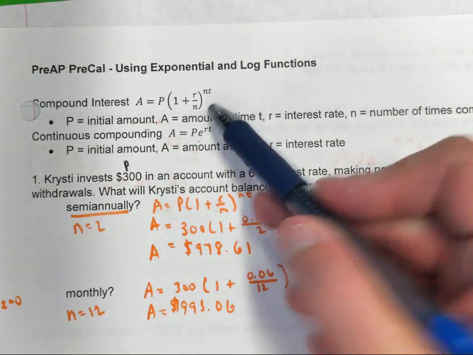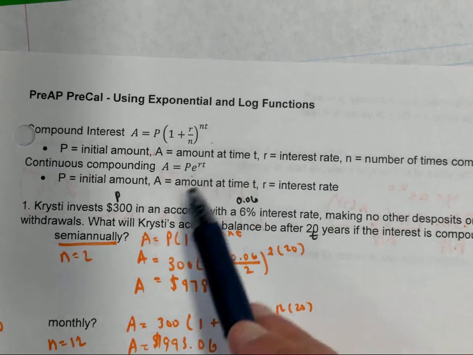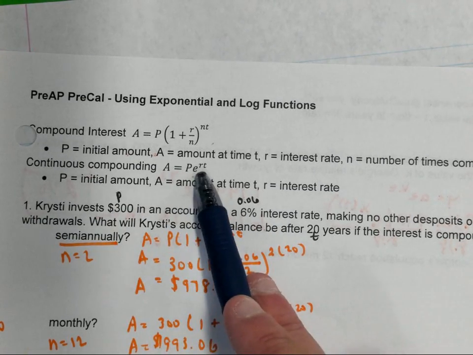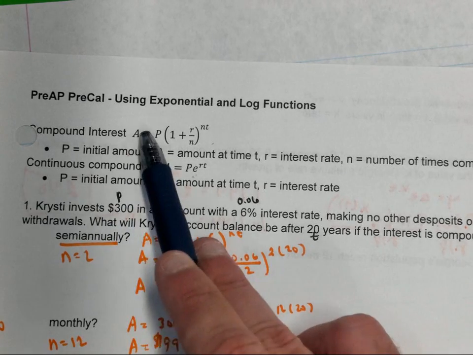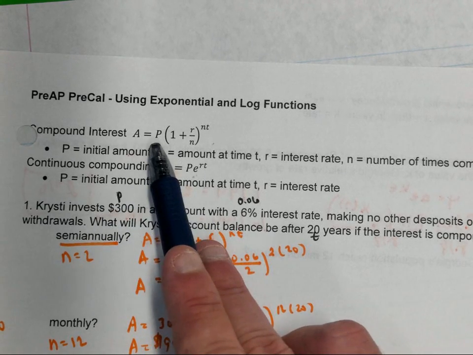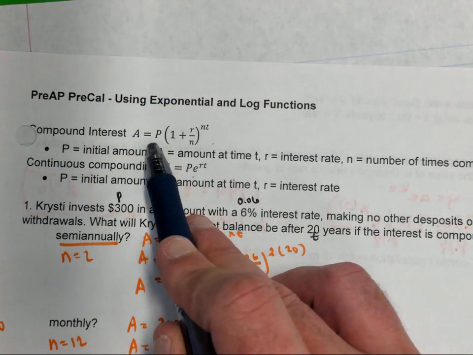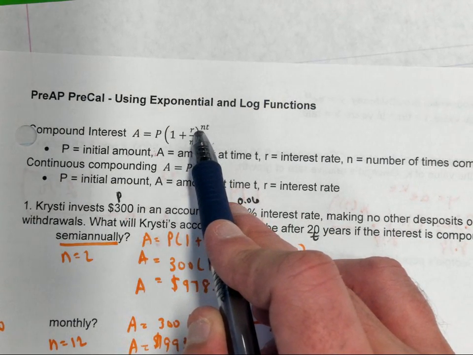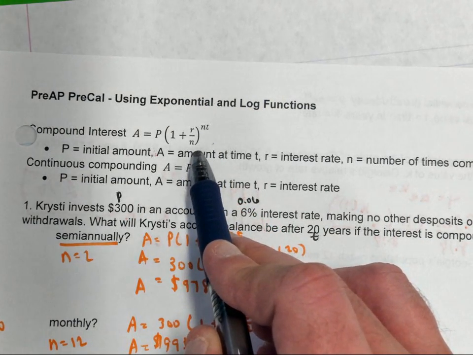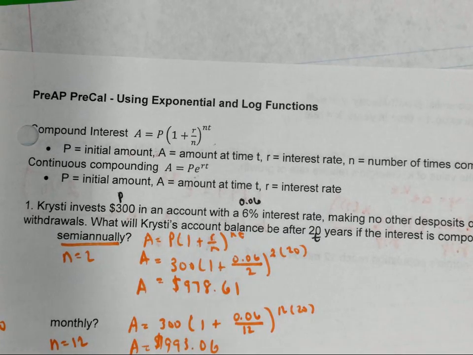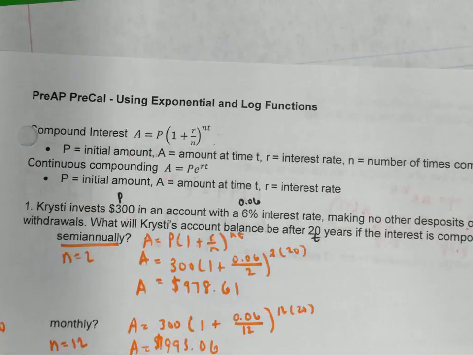Compound interest, this formula, and then the continuous one right here. The only time you use this one, it says continuous compounding. A is your amount after so many years. P stands for what? Pay attention. P is principal. That's the amount you start with. R is your interest rate in what form? Decimal. N is the number of times it's compounded. If I say compounded weekly, what would you put in for N? Monthly, daily, quarterly, semi-annually, annually. We're good? Okay. T is the number of years, okay?